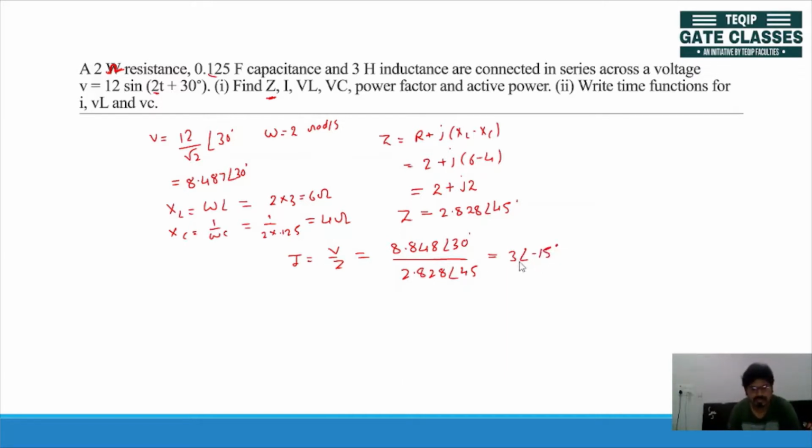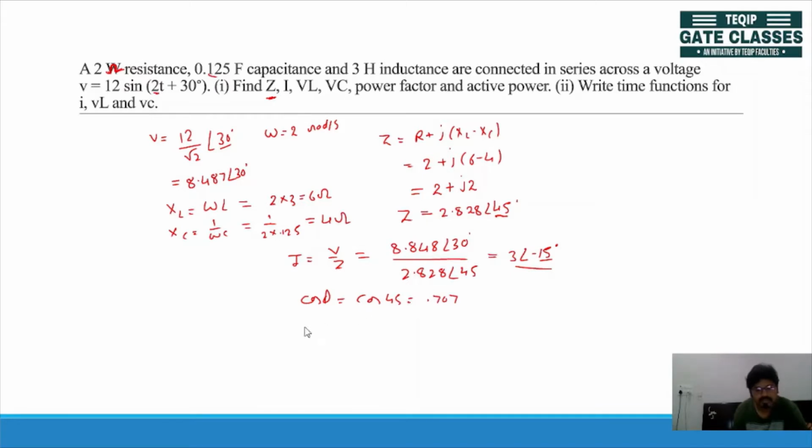So your current is lagging your voltage by an angle of 45. This is the phase difference between voltage and current. For voltage you have angle 30 and for current you have angle minus 15, so the phase difference is 45. That you can see here also: the angle of impedance simply represents the power factor angle. So this will be your current, and what will be your power factor? Cos phi. Your power factor will be cos of 45, that is 0.707.